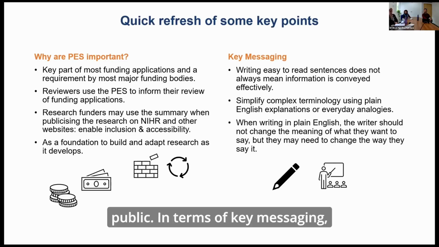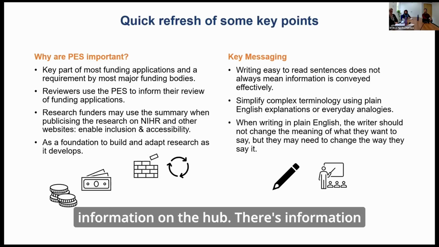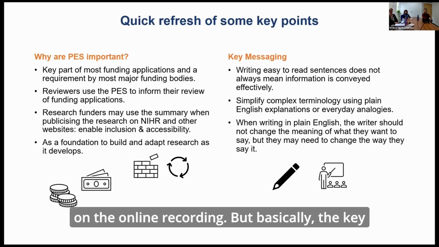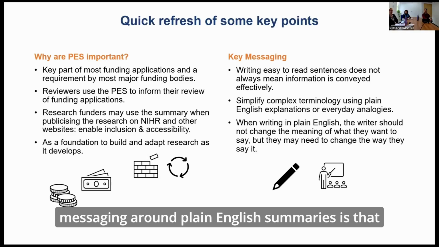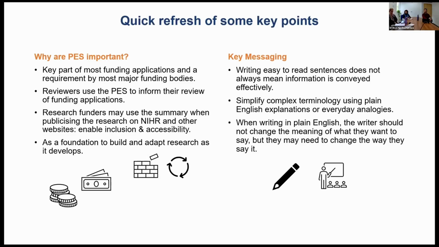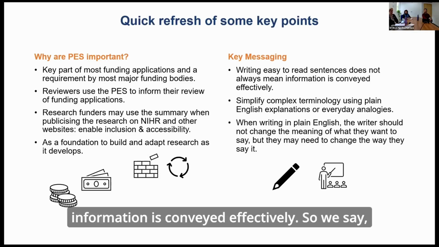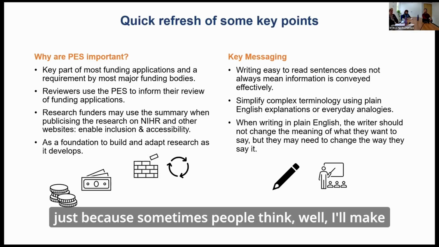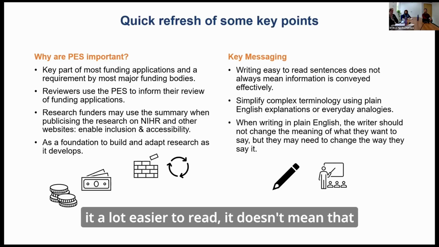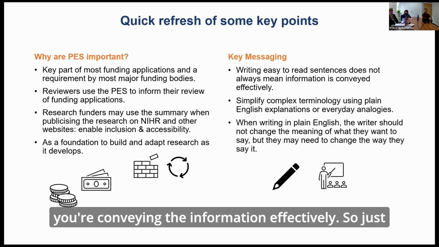In terms of key messaging, there's so much information out there. There's information on the hub. There's information on the online recording. But basically, the key messaging around plain English summaries is that writing easy to read sentences does not always mean information is conveyed effectively. Sometimes people think, well, I'll make it a lot easier to read, but that doesn't mean that you're conveying the information effectively.